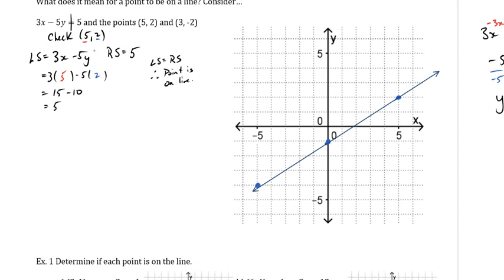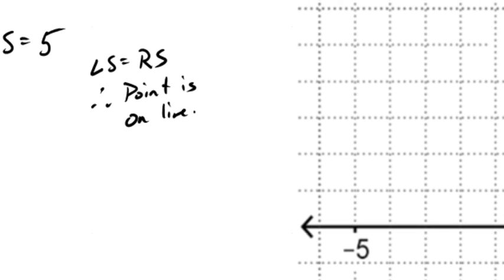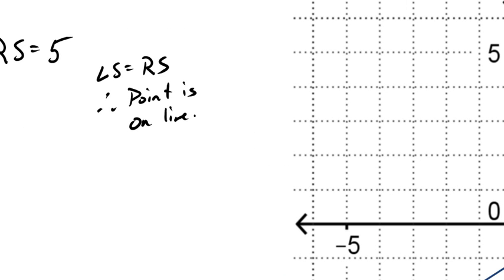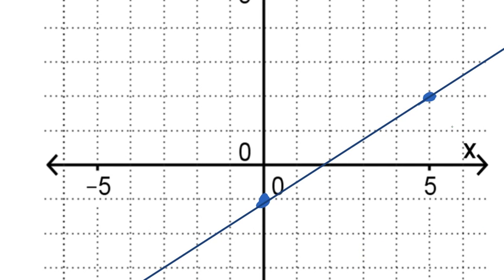Now, what's my point? 5, 2. What did we find? Remember, algebraically, the left side, right side check showed that the point was on the line. It matched. Over 5, up 2. There's the point, on the line. See how it fits? See how the algebra matches the geometry, the graphing? And that's what all of this is about.